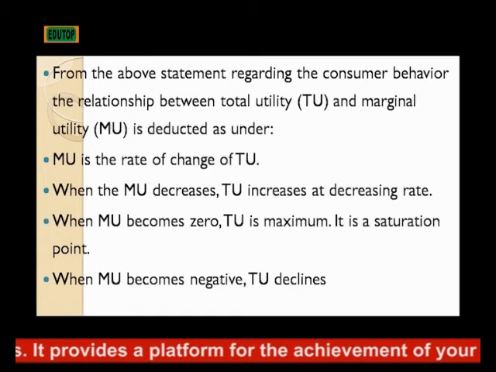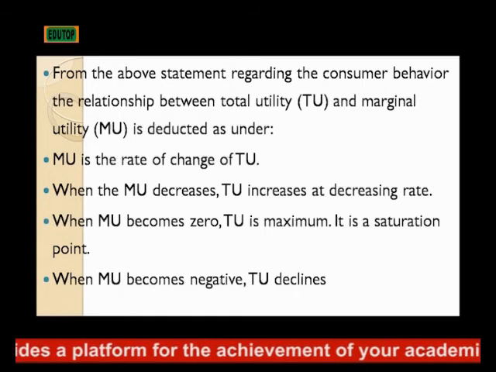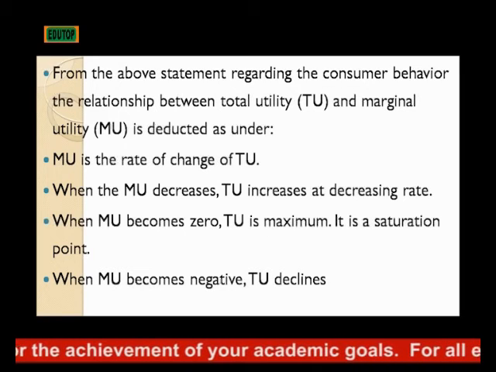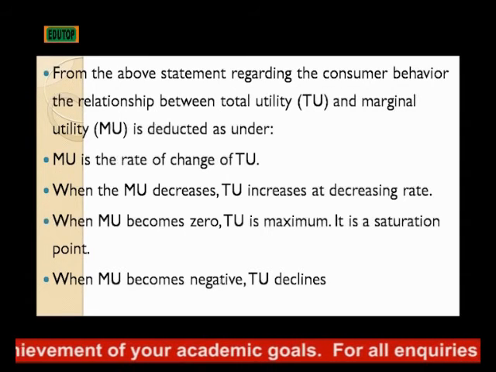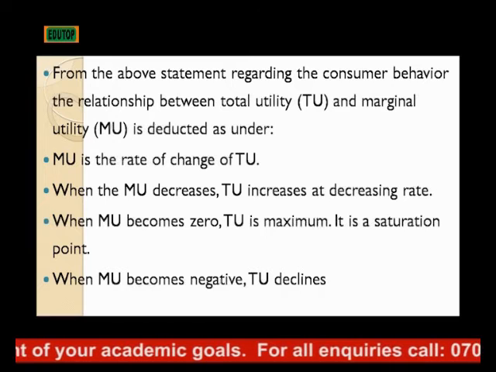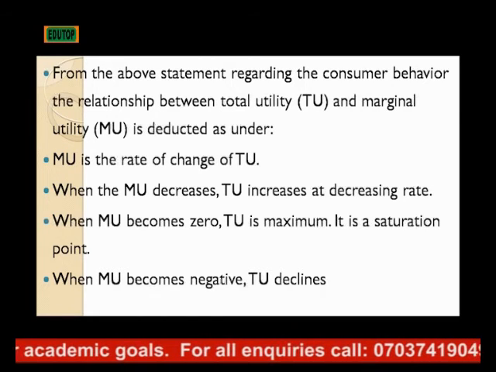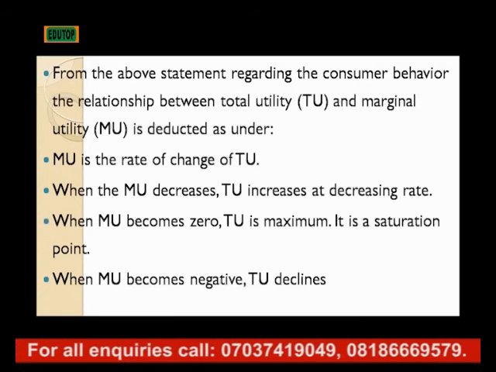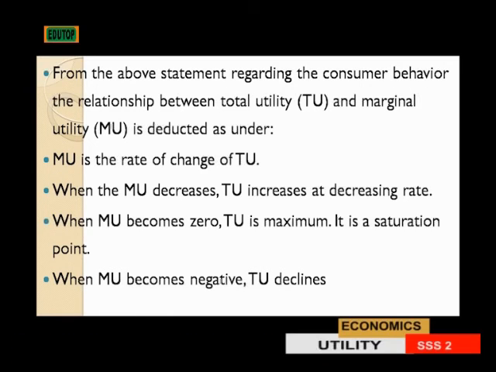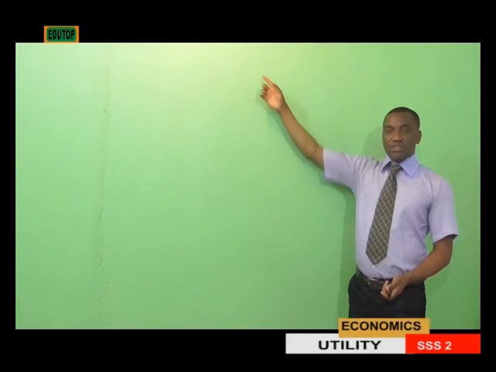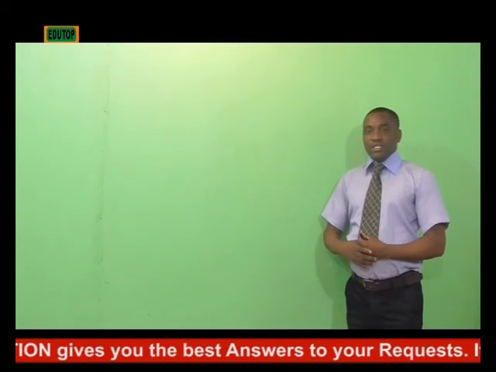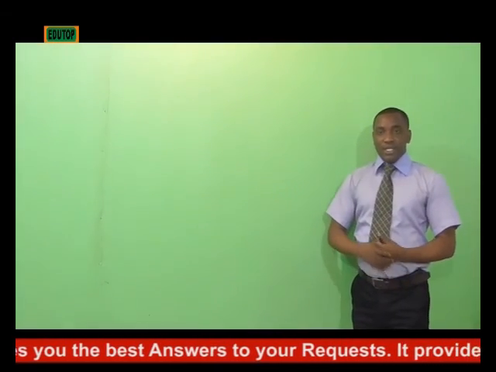If the consumer continues to consume after that point, then the consumer will not derive anything, but the product may have a negative effect on the consumer's health. Also, when marginal utility becomes negative, then the total utility will begin to decline, will begin to fall. And that is how it is shown on the graph shown to us earlier.